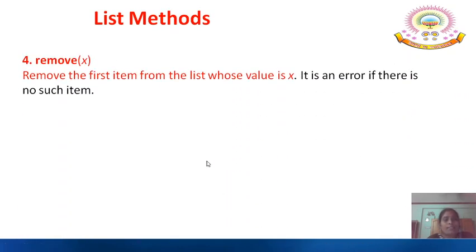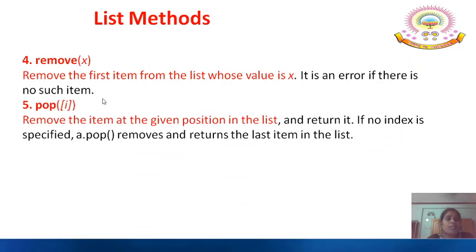Remove of x. That means you want to remove the first element from the list whose value is x. If that x is not available in the list, then you will get an error. Pop of I. That means you are going to remove the item at the given position in the list. This is the position you are giving. The element at that position is removed and returned. If no index is given, then a dot pop will remove and return the last item in the list.